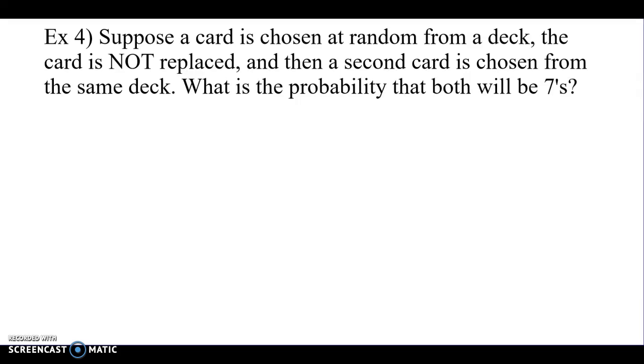It says, suppose a card is chosen at random from a deck. The card is not replaced. Circle that. That's a really big piece of information. That's telling you that it's a dependent event, because the probabilities change, because you're not putting the card back in.